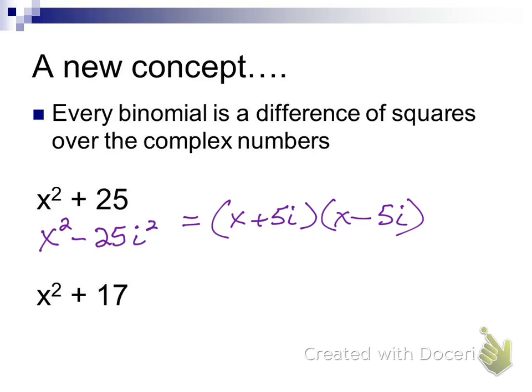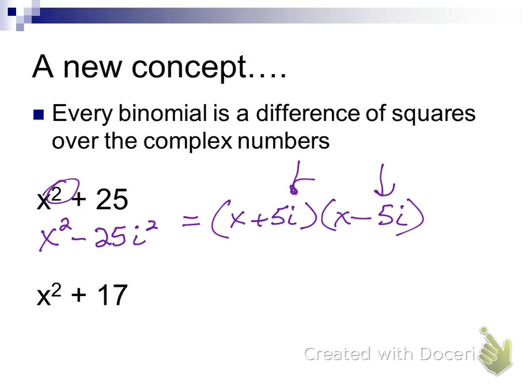That used to bother me so much. I always felt like there was another way to factor it out. Well, there has to be, right? The fundamental theorem of algebra guarantees me there's two roots, and here's the two roots, negative 5i and positive 5i. So we can use the roots to factor the expression. Okay? All right, now what about the next one?